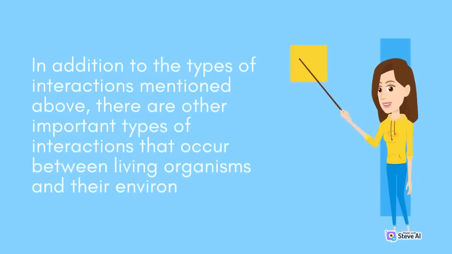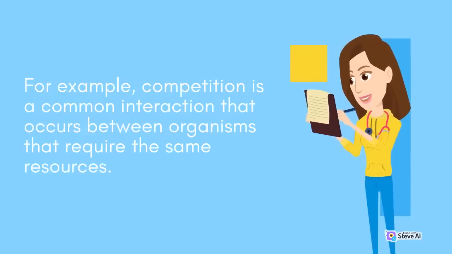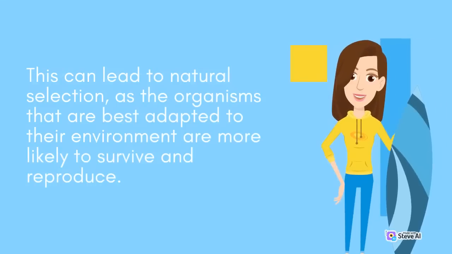In addition to the types of interactions mentioned above, there are other important types of interactions that occur between living organisms and their environment. For example, competition is a common interaction that occurs between organisms that require the same resources. This can lead to natural selection, as the organisms that are best adapted to their environment are more likely to survive and reproduce.